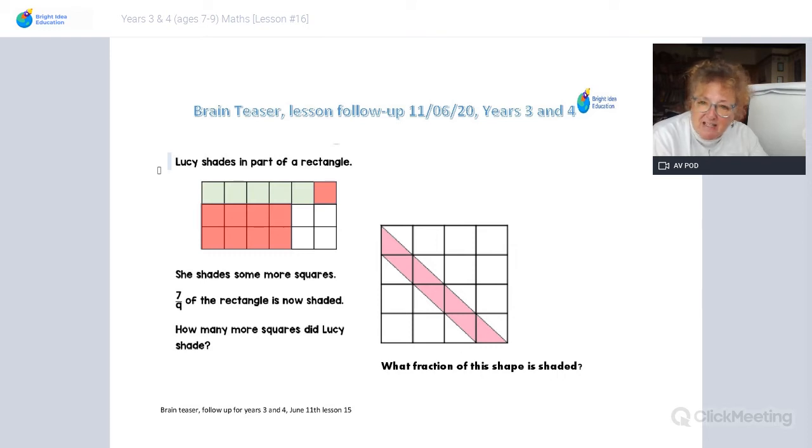So Lucy has been shading those rectangles, and she shaded some more, and now 7/9 of that rectangle are shaded. How many more squares did Lucy shade to make it up to 7/9? So she started with the greens. How many more did she shade to make it up to 7/9? How many more squares did she shade?